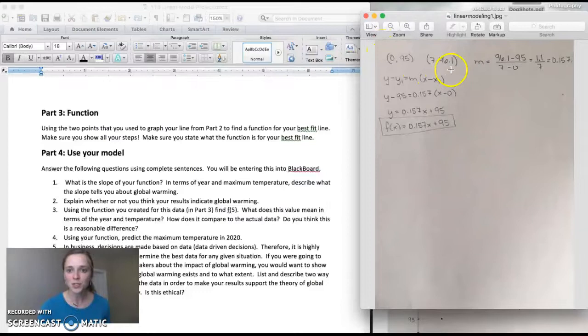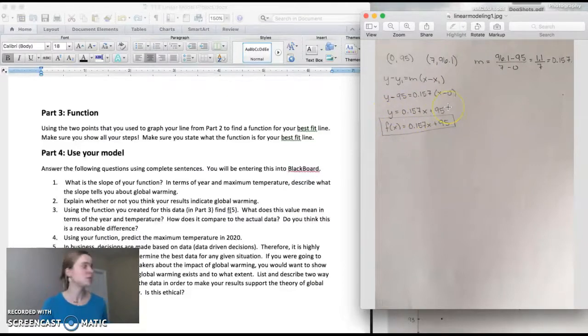I have the 2 points that I decided to use, 0, 95 and 7, 96.1. With 2 points, you can always find the slope of a line. So I went ahead and did that here. You have the change in y over the change in x. And then I used the point slope formula to find the equation of my line. So I plugged in 0, 95. I thought that would be easier for my y sub 1 and x sub 1. And I used the slope that I found and plugged it in, simplified my equation.